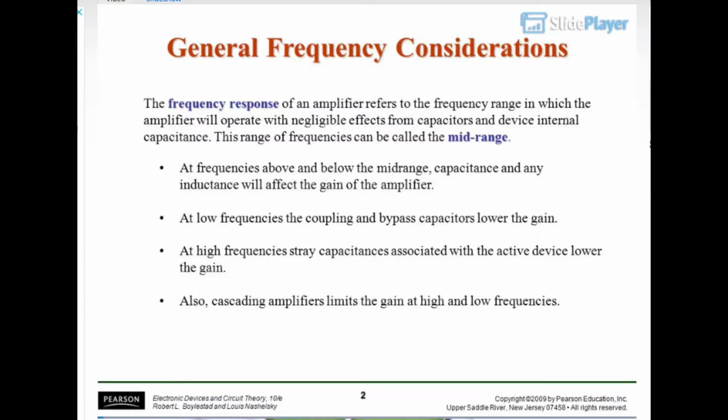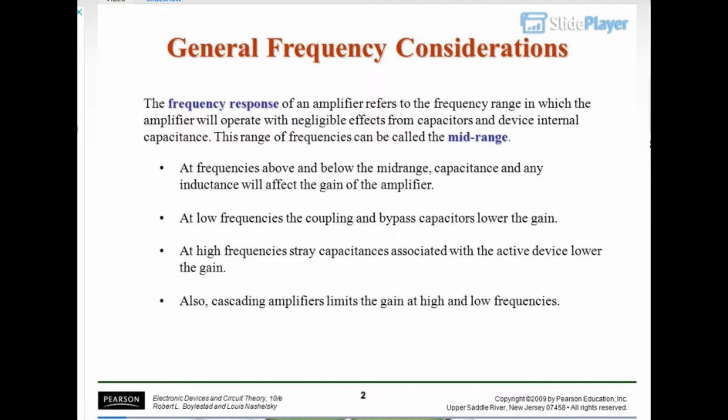1. General Frequency Considerations. The frequency response of an amplifier refers to the frequency range in which the amplifier will operate with negligible effects from capacitors and device internal capacitance. This range of frequencies can be called the mid-range. At frequencies above and below the mid-range, capacitance and any inductance will affect the gain of the amplifier.